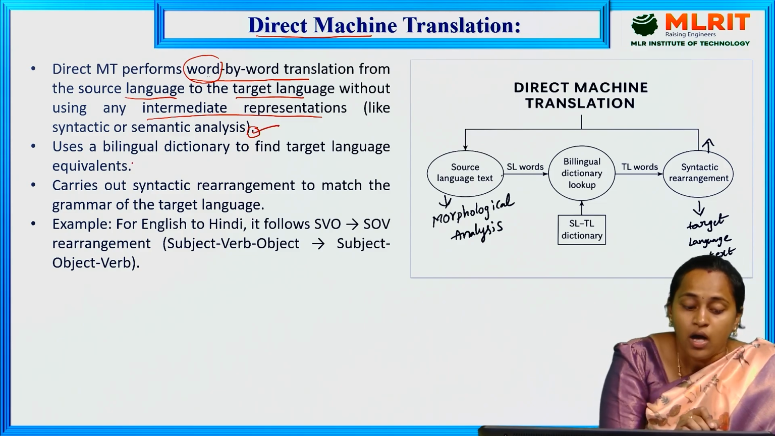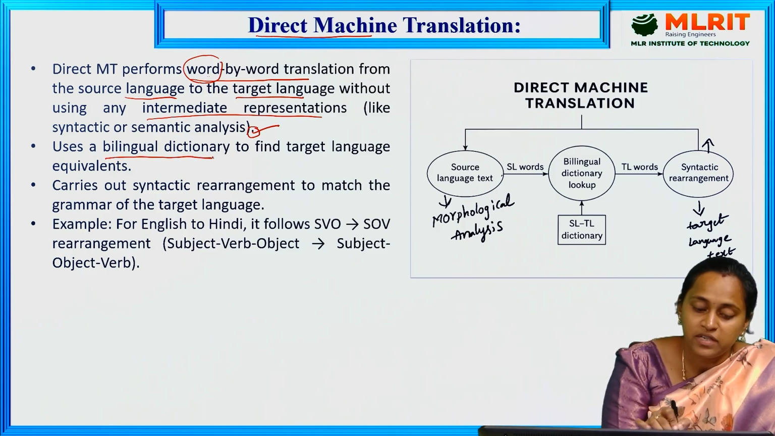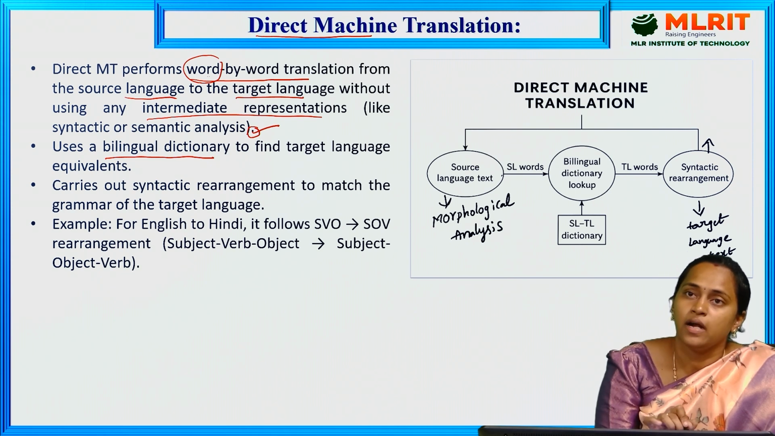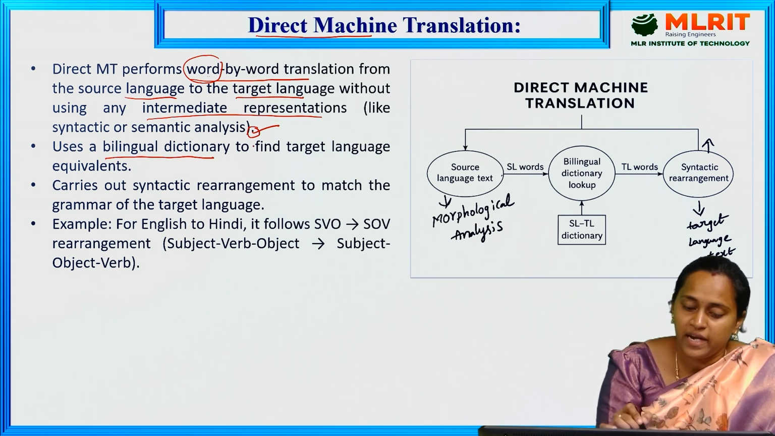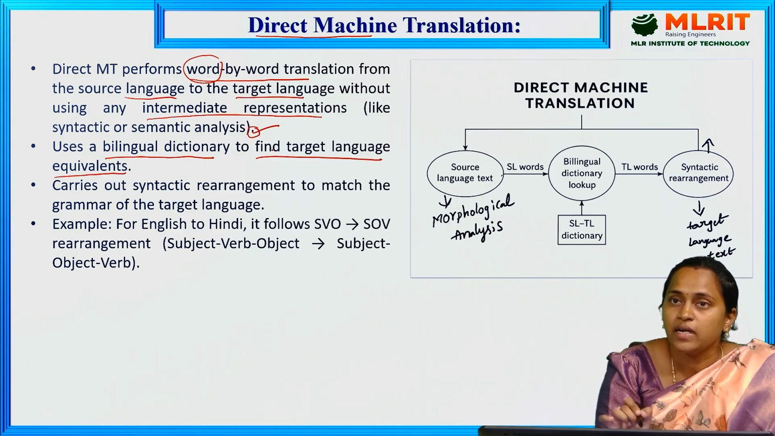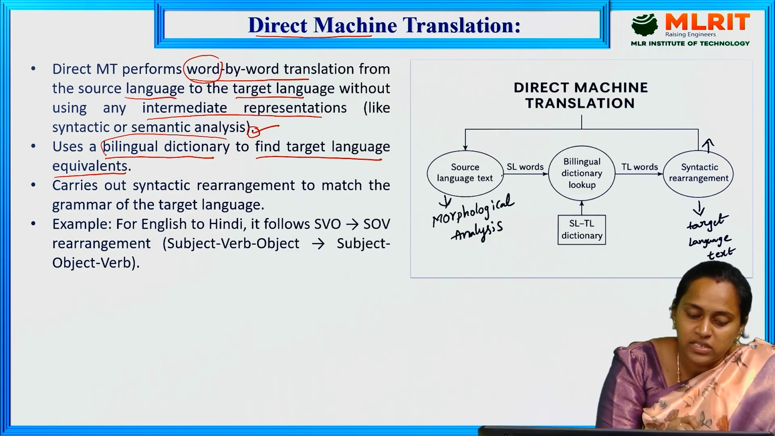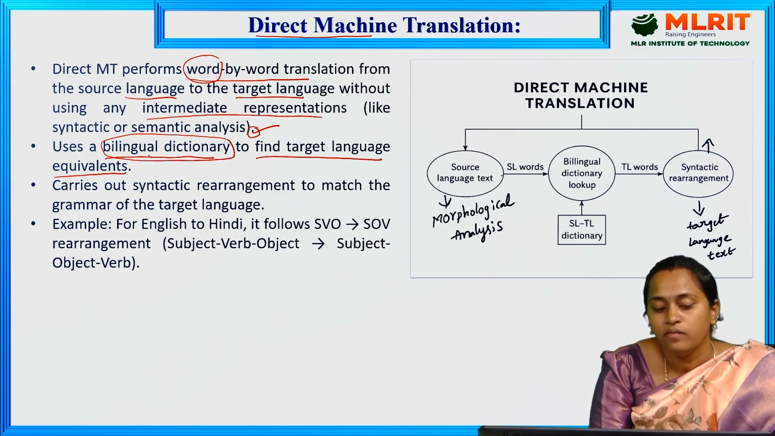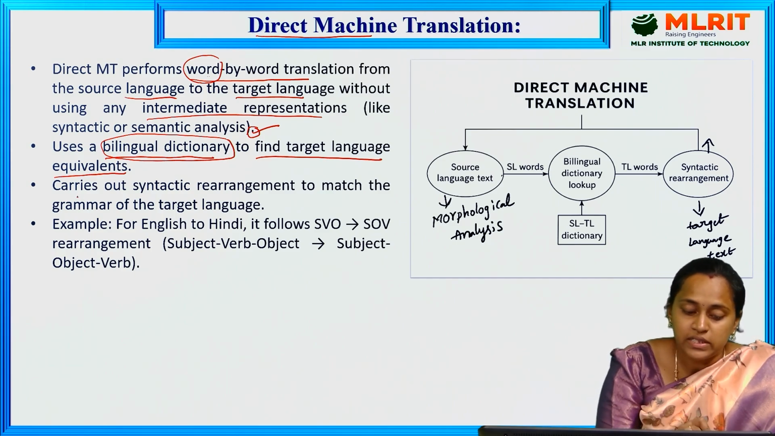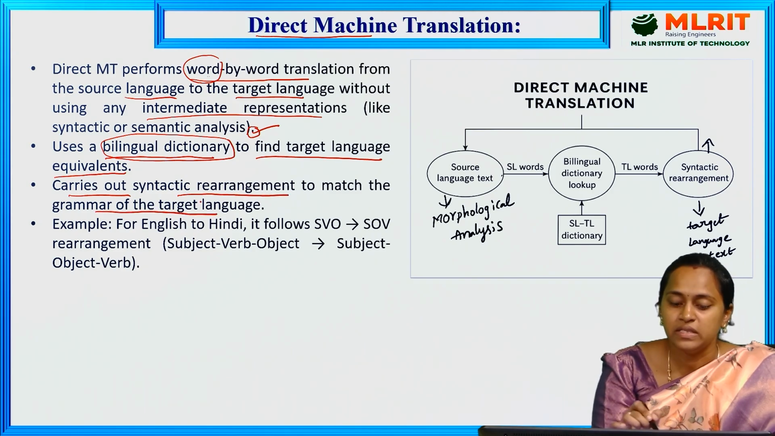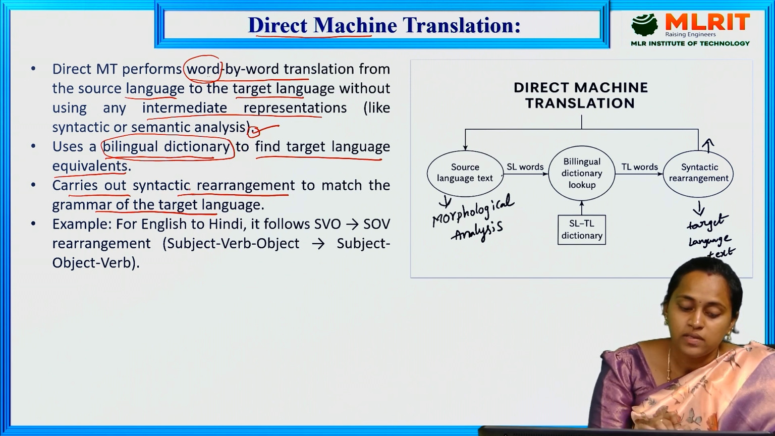Next, it uses a bilingual dictionary. That means it uses a bilingual data set, a large dictionary, to find target language equivalents. That means we have to find the target language words in the bilingual dictionary, and it forms the sentence using those words. It also carries out syntactic rearrangement to match the grammar of the target language. That means we have to form sentences in the target language, so we have to follow some syntactic rules.